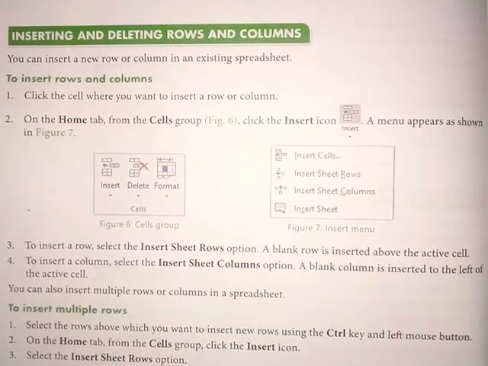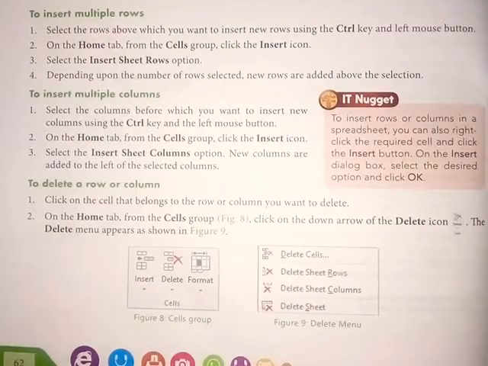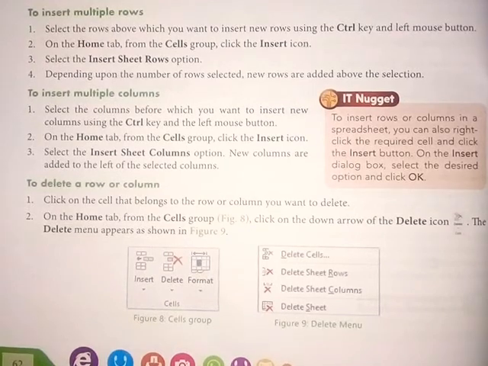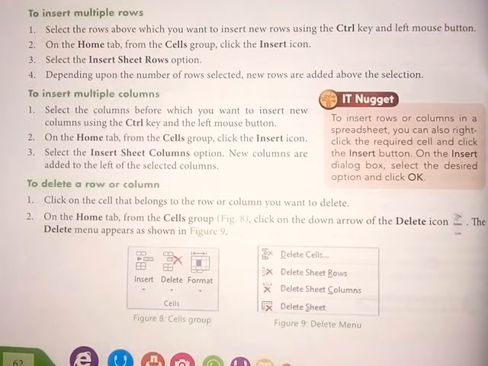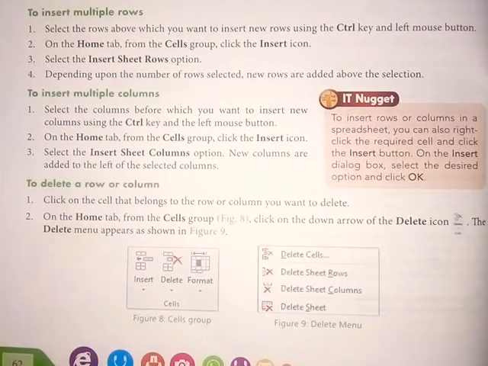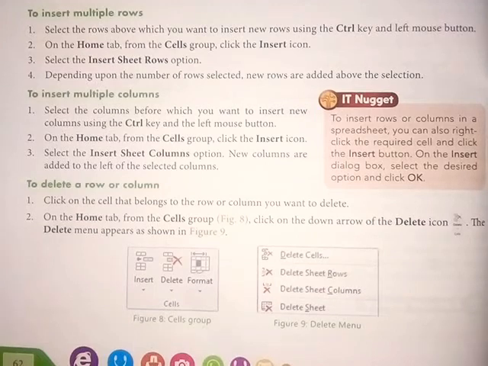You can also insert multiple rows or columns in a spreadsheet. To insert multiple rows, first select the rows above which you want to insert new rows using the Ctrl key and left mouse button. Second, on the Home tab from the Cells group, click the Insert icon. Third, select the Insert Sheet Rows option. Fourth, depending upon the number of rows selected, new rows are added above the selection.